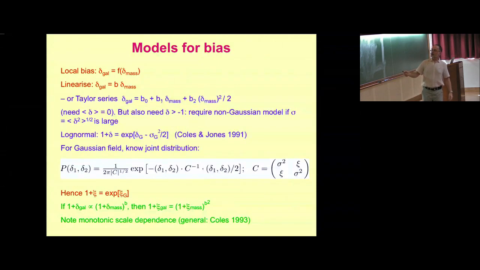Now, if you're going to work with a more complicated expression like this, or even with the simplest linear expression, there's a problem. And Aseem mentioned this earlier: you have to have a physical density result from all of this. That is, the density fluctuation has to be greater than -1.